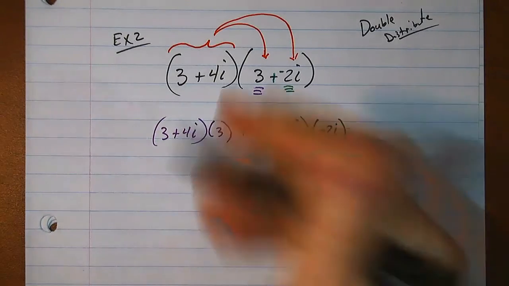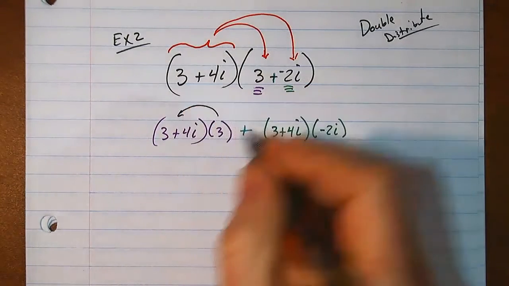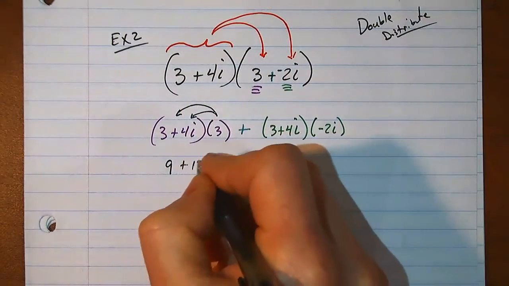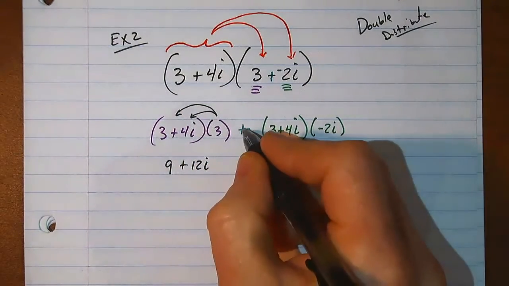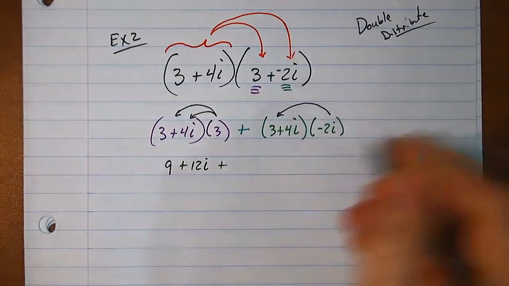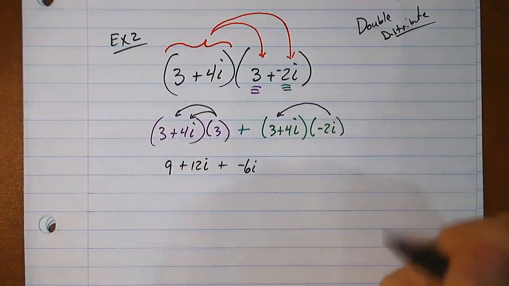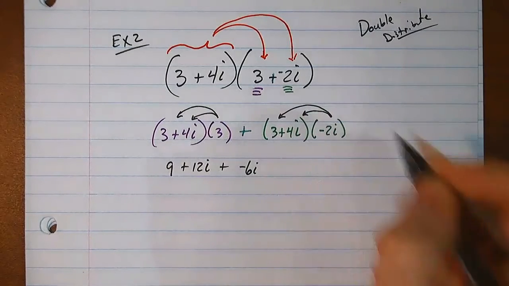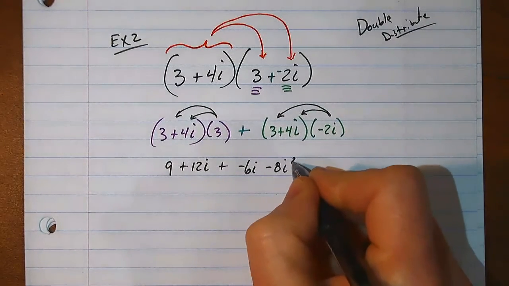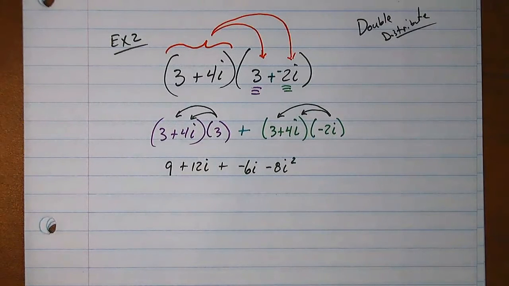So now I do the distribute from those two parts. 3 times 3 gives me a 9. 3 times a positive 4i is a positive 12i. I've got this plus sign right here. Negative 2i times a positive 3 is going to be a negative 6i. And a negative 2i times a positive 4i is going to give me a negative 8i squared, right? i times i is going to be i squared. So there's my answer after I do the distribution process.